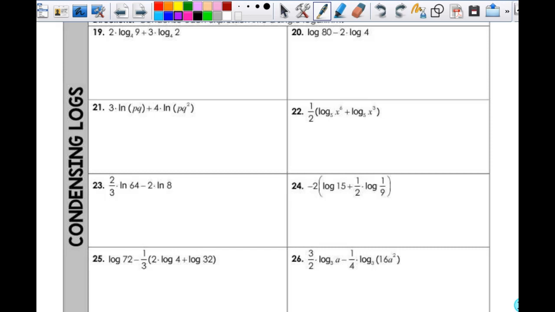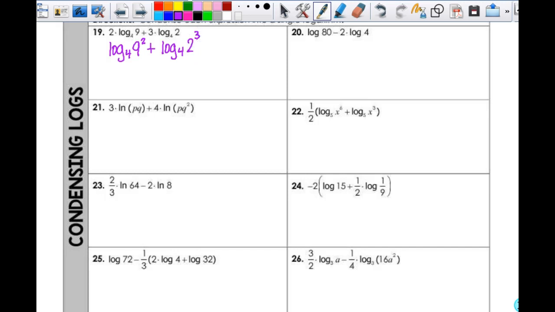So I'll start with this one. We'll write out maybe more than we do on some of them. What does this 2 do? It becomes an exponent. So this is going to be log base 4 of 9 squared plus log base 4 of 2 to the third. Okay, does that make sense? Everybody understand where that's coming from?